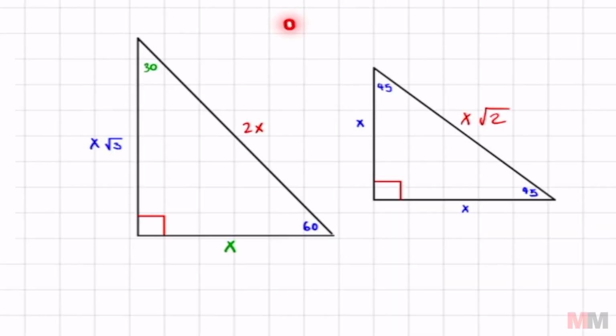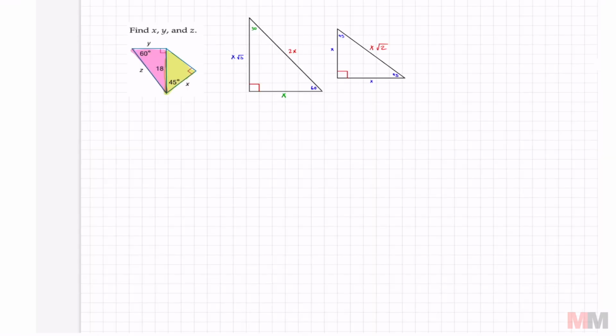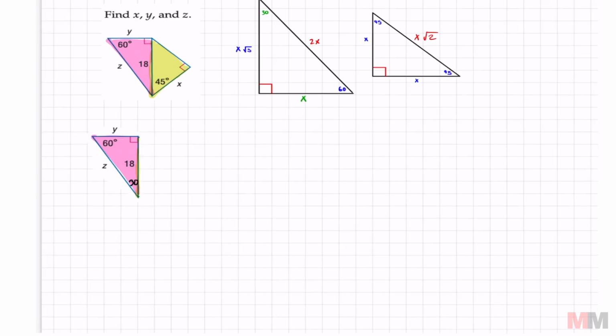I provided you the two relationships for 30, 60, 90 and 45, 45, 90 there. You're going to have to memorize that on your own. And if I were to attack this problem, I colored it into two colors just to explain it better, and I will tackle it piece by piece. We're going to start with the one in pink.